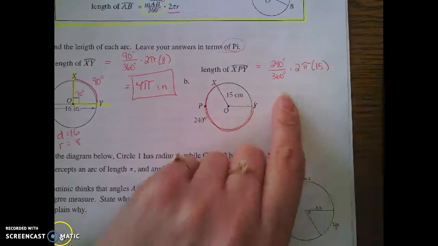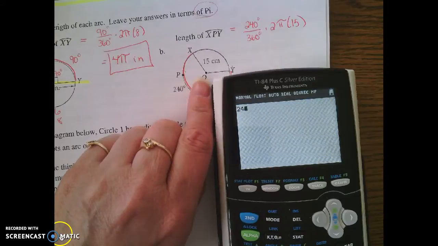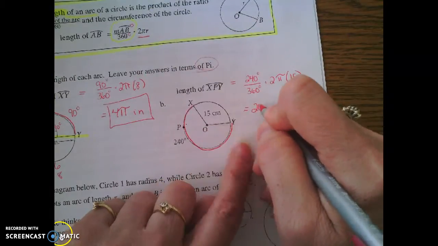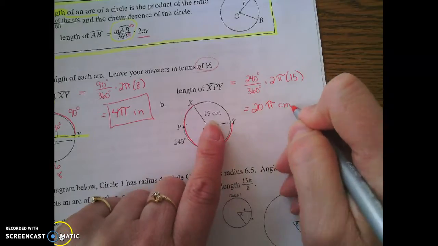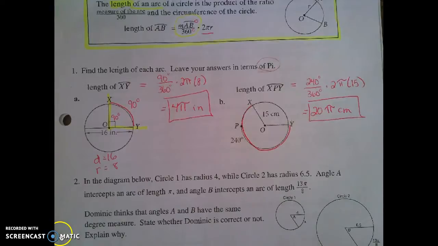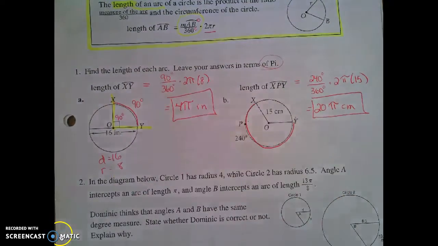All right, the degrees are going to cancel out. My answer is going to be in centimeters. So now I'm typing in 240 divided by 360 times 2 times 15. And that gives us 20. Leave your answer in terms of pi. So 20 pi, and this is centimeters. These are one-dimensional. So you just have inches, centimeters to the first power.